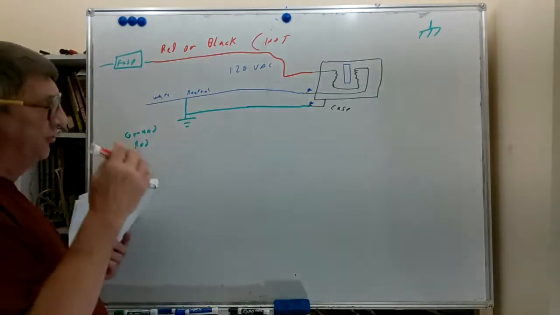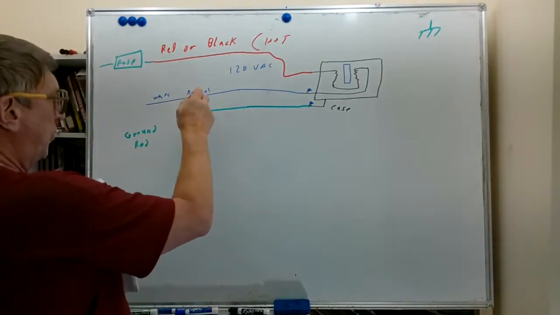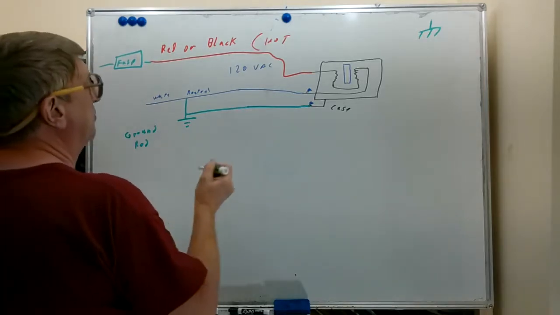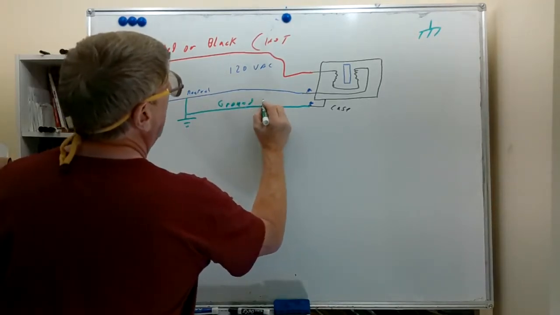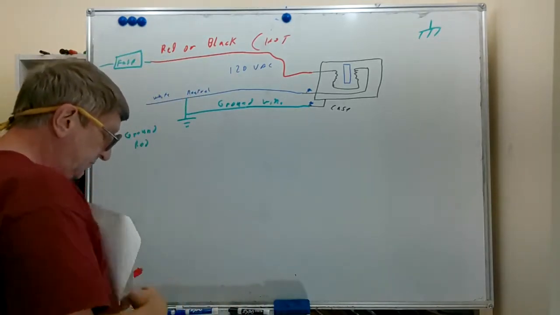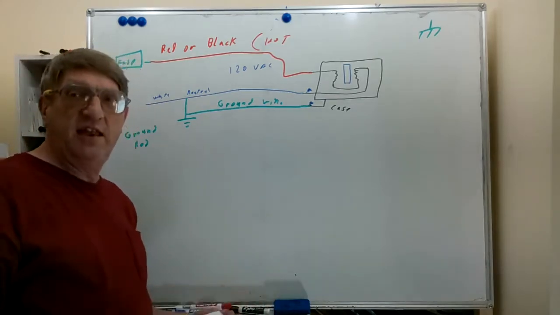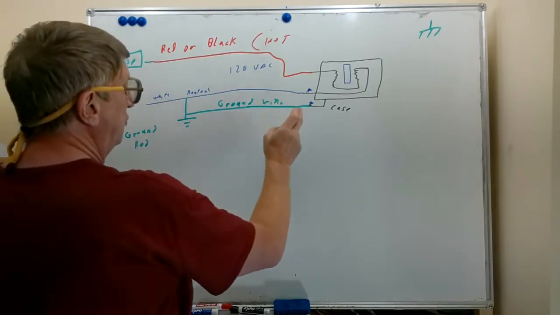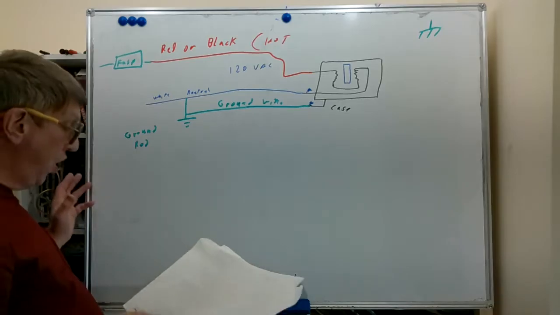Well, in normal circumstances, both the neutral and the ground wire are at ground potential, which basically means your body is going to be close to ground potential. You're standing on the earth, you're standing on the floor of your home. So you could touch this neutral wire or this ground wire without getting shocked as long as nothing's wrong.